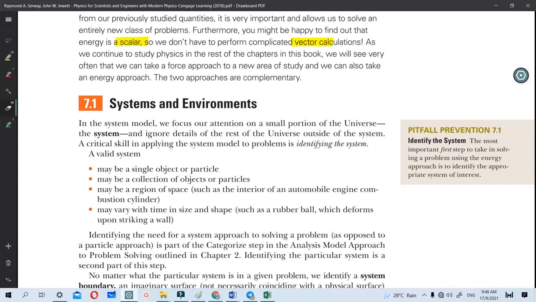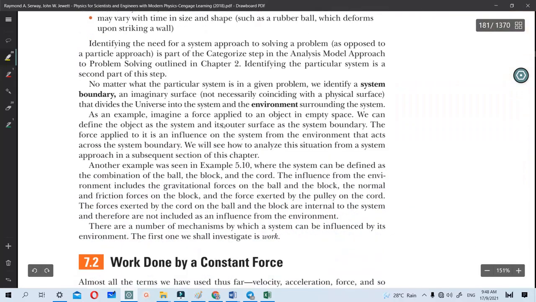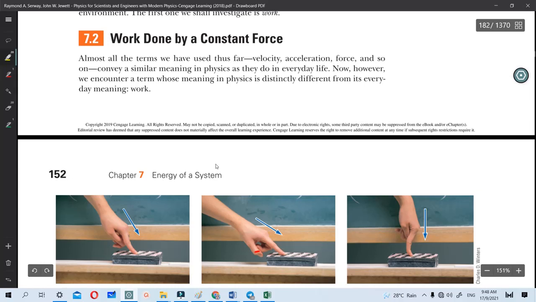And to understand the concept of work, we are going to understand the concept of system and environment. System is our object of interest, and this object of interest will be interacting with what? For this one, the discussion will be done while we are doing the concept of work itself. Now, the first method to discuss how energy changes is by using the concept of work.